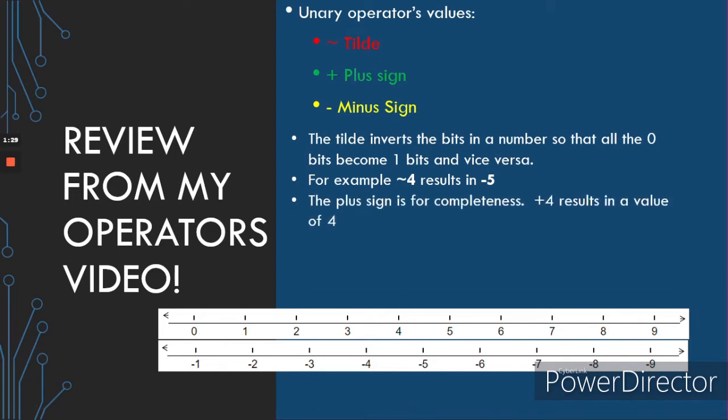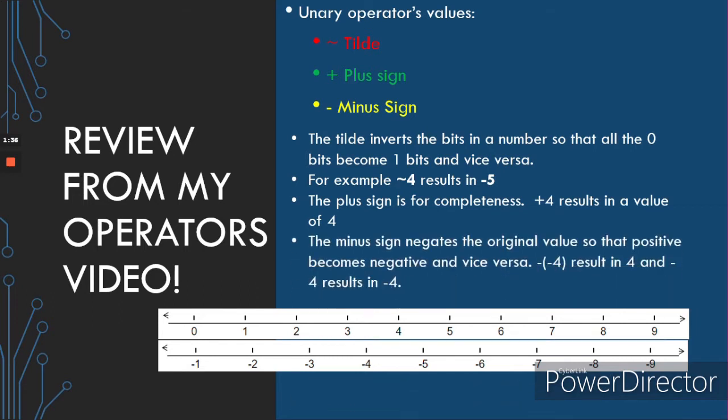Then the plus sign is just for completeness. Plus 4 results in a value of 4. The minus sign negates the original value so that positive becomes negative and vice versa. So for example, negative times the quantity of negative 4 results in 4, and negative 4 results in negative 4. Also, I want to point out that plus sign and minus sign have multiple uses in programming languages, unlike in math, where you have only one use: addition and subtraction.